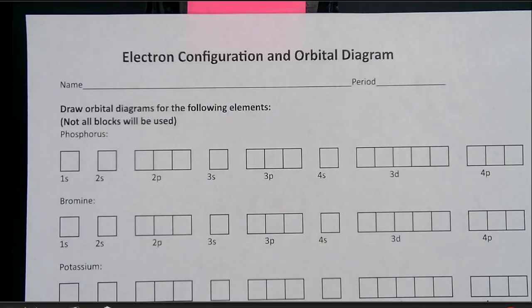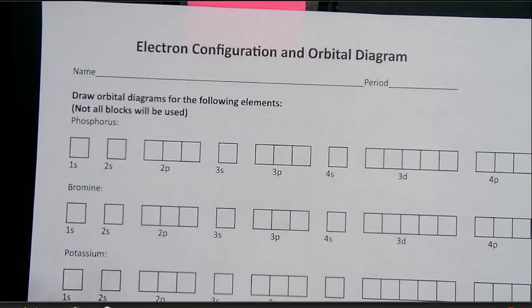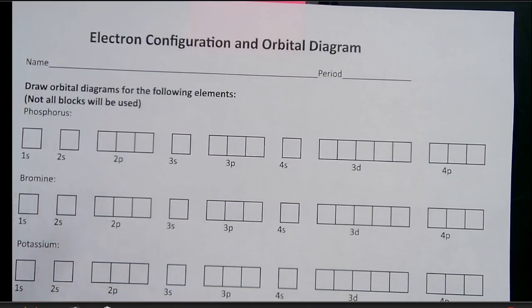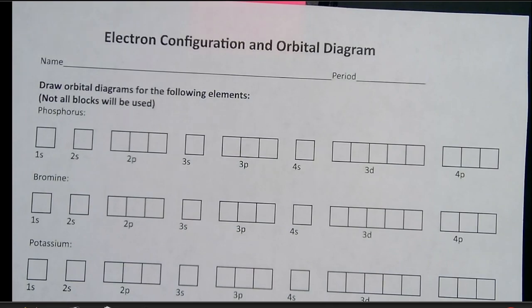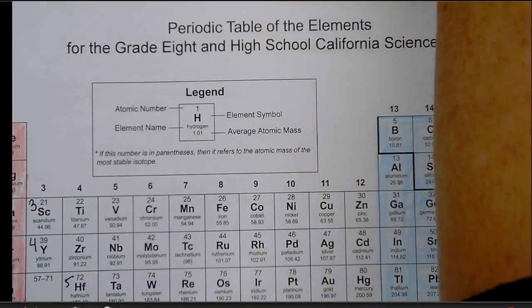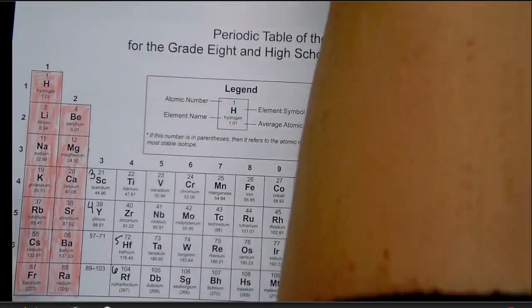Right, so this is our electron configuration orbital diagram. You're going to do some of this on your own. I'm going to do a first few examples, and then what I want you to do is try it on your own. You can check your answers. You're going to need your periodic table, your colored one. You should have already done this in your notebook, and we're going to use this. So here we go.